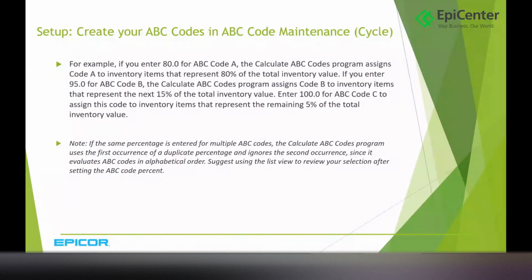The next thing is creating ABC codes. This is one of the master setup tables, and you can set them at the site. But for physical inventory, you do not need ABC codes. Physical inventory is all your inventory at once, so you don't need ABC codes. But if you're going to do cycle counting, you need to set up ABC codes.